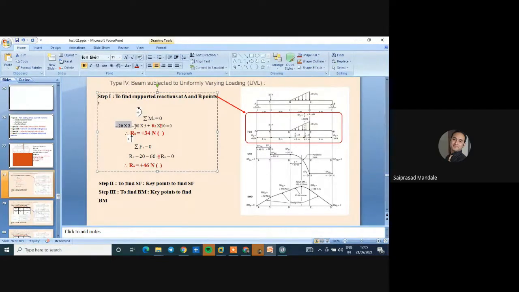But this 16 to 5 is not possible, because it is half into length into width. So half means half into length into width. It is 120 by 2, which is 60, and it acts as a distance. 120 by 2 is 60, so it is 60.